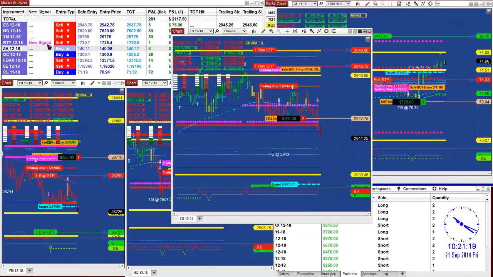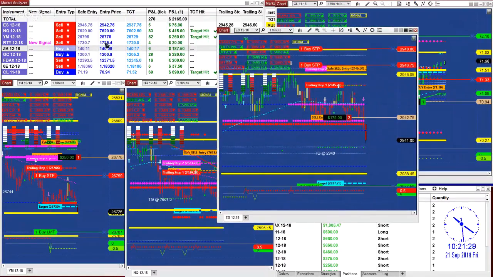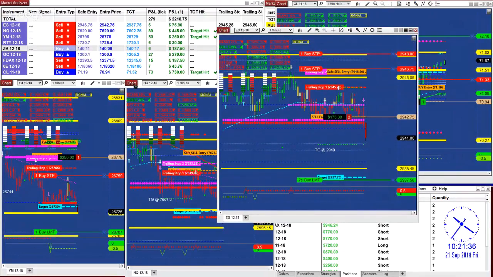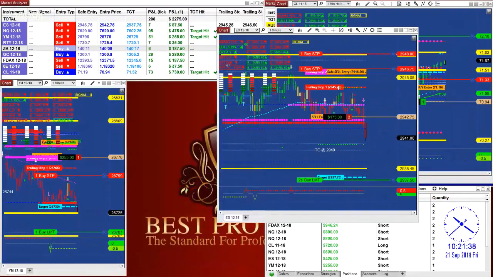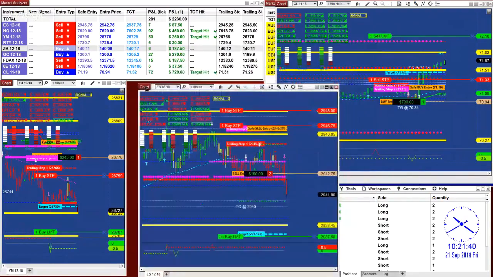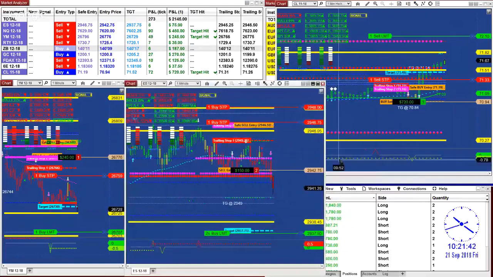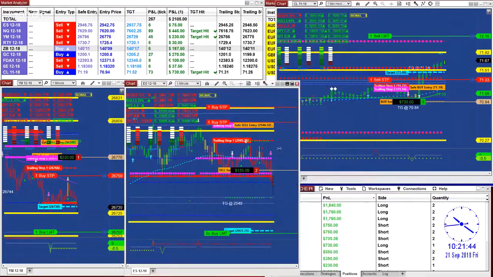We have a new signal on the Russell, a sell, at 1725.4, target 1720. We have a sell on the new Russell. This is in the signals, guys. There is no funny business here, no bad trades. The signals are on the market analyzer. You're very welcome to follow it.